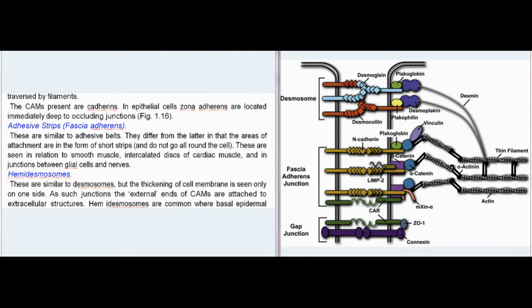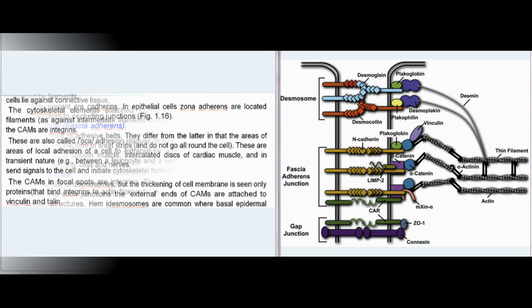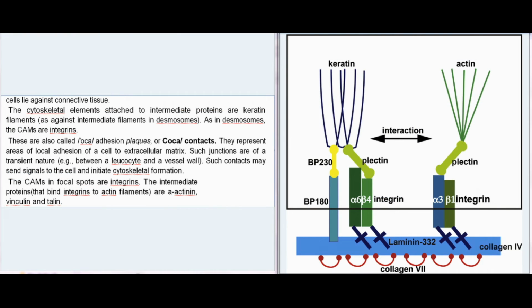Hemidesmosomes. These are similar to desmosomes, but the thickening of cell membrane is seen only on one side. At such junctions, the external ends of CAMs are attached to extracellular structures. Hemidesmosomes are common where basal epidermal cells lie against connective tissue. The cytoskeletal elements attached to intermediate proteins are keratin filaments, as against intermediate filaments in desmosomes. As in desmosomes, the CAMs are integrins.